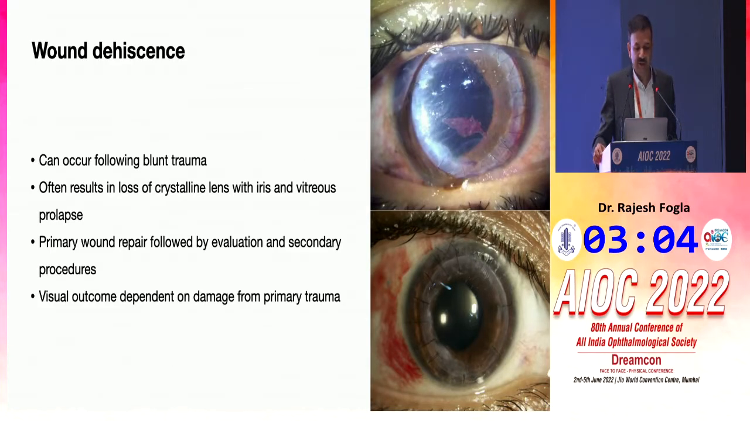Blunt trauma can result in wound dehiscence. It can happen both after penetrating or lamellar keratoplasty. Often the clinical scenario would be a wound gape with loss of the lens, iris prolapse and vitreous. So you need to do a primary wound repair, and later on you evaluate. Sometimes they need a secondary procedure for any other complication that would have occurred. And the visual outcome in this scenario depends on the damage from the primary trauma. So this is a case of DALK where the patient sustained a trauma and had that kind of a picture. We did a primary repair, following which later on we did an anterior vitrectomy and a secondary IOL implantation using the Yamane technique, and she recovered 6/12 vision.